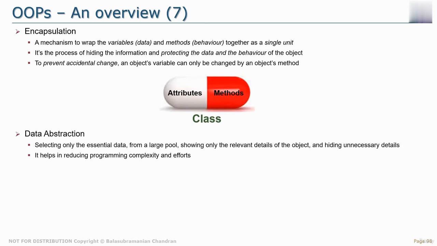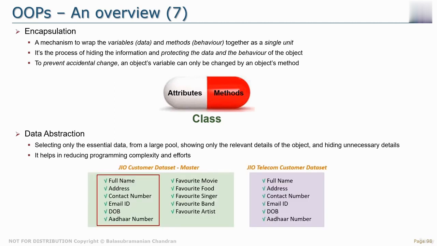Let's see what data abstraction is. Data abstraction is selecting only the essential data from a large pool, showing only the relevant details of the object and hiding unnecessary details. It helps in reducing programming complexity and efforts.